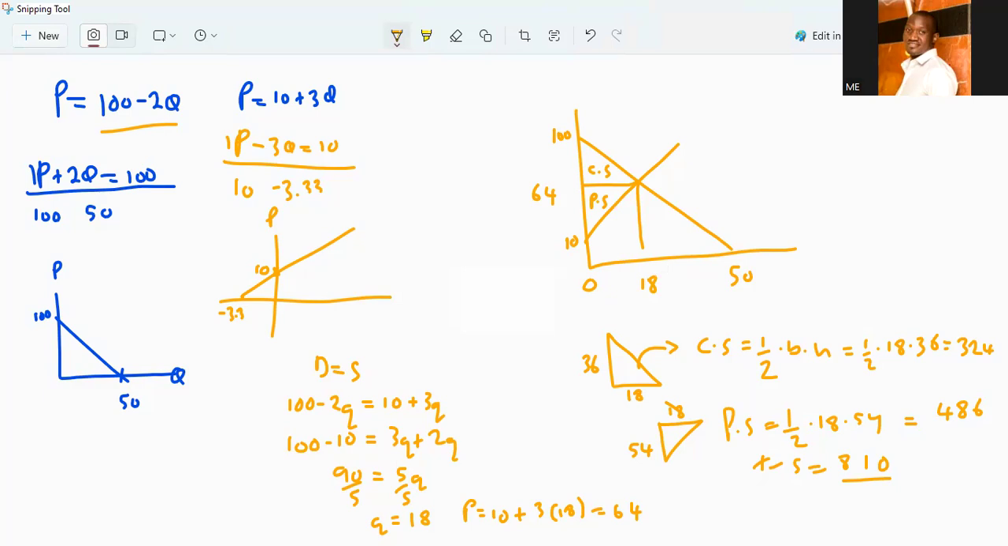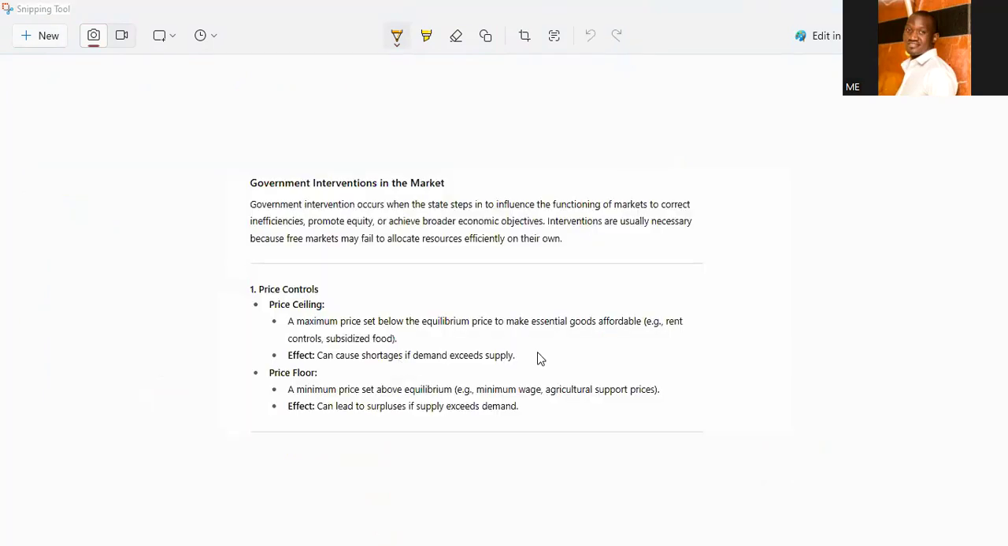So under price controls, we have what we call price ceiling. So price ceiling is simply the maximum price that is set below the equilibrium to make essential goods affordable. For instance, rentals, subsidized food. So the effect basically is that it can cause shortages if demand exceeds supply. Then we also have a floor price, which is the minimum price that is set above the equilibrium, like minimum wage, agricultural support prices. So the effect would be to lead to surpluses if they were to exceed demand. So government would want to control the black market from exploitation.